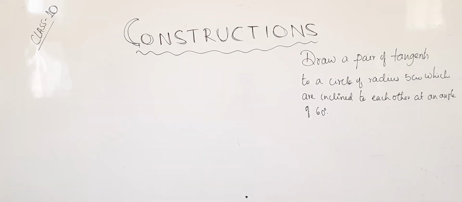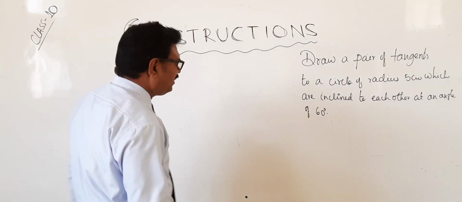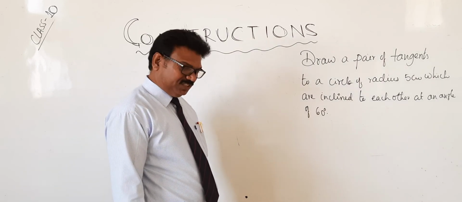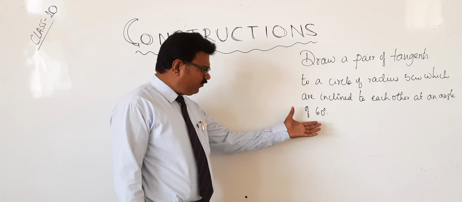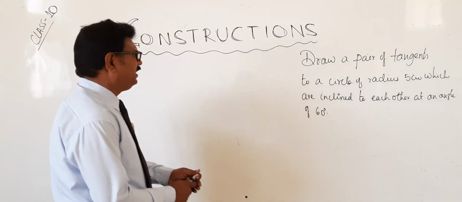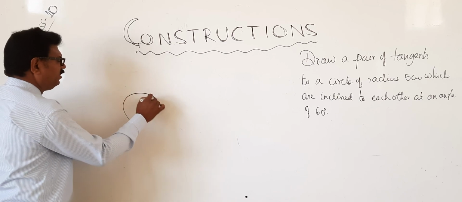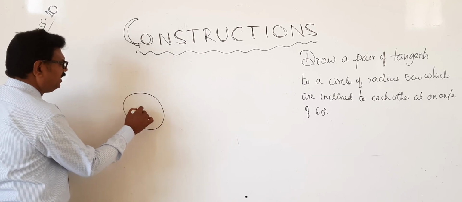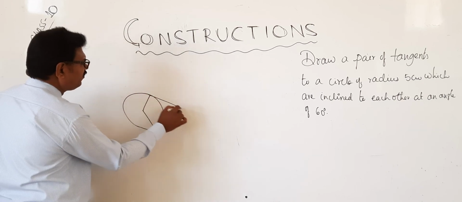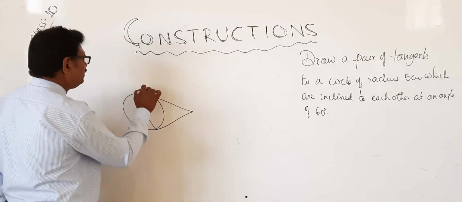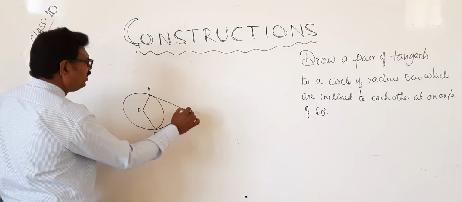Yes, one more problem. Draw a pair of tangents to a circle of radius 5 centimeter which are inclined to each other at an angle of 60 degrees. Before going to this problem, I will explain some theory. For example, if it is a circle and I am drawing tangents at P, Q and A.